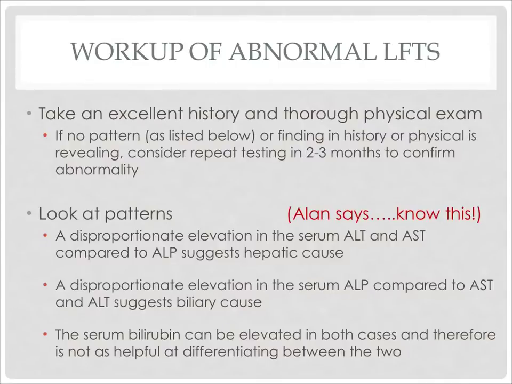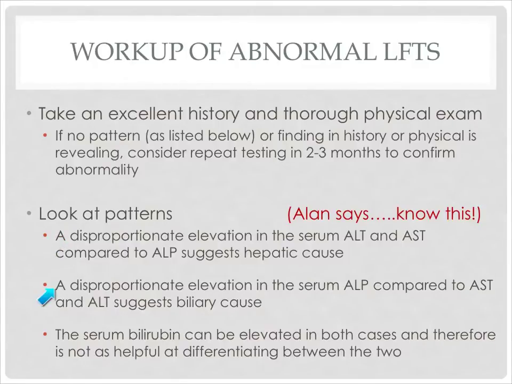So look down here at the bottom of the slide. Now this is taking into consideration that all the liver enzymes here are elevated. Okay, so across the board, all the liver enzymes are elevated. Now with that elevation, you're looking for a pattern. And if you have a disproportionate elevation in your ALT and AST when you compare it to your ALP, that suggests a hepatic cause, meaning your ALT and your AST are really high and your ALP is only maybe moderately high, okay? That's indicative of a hepatic cause.